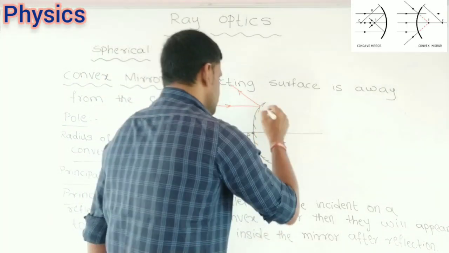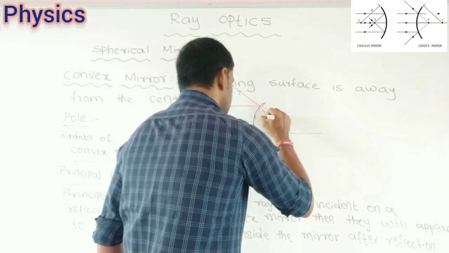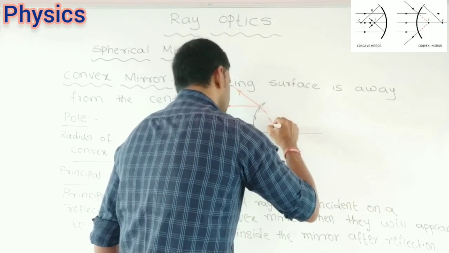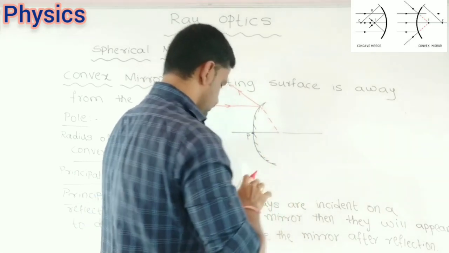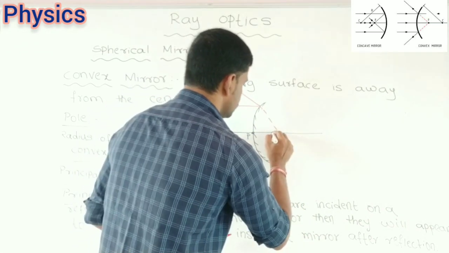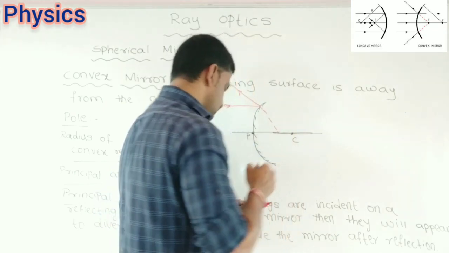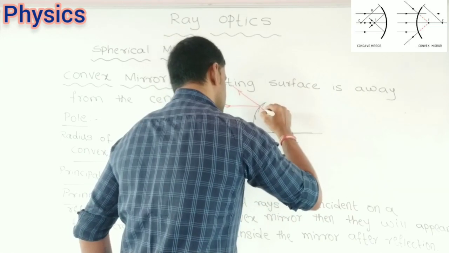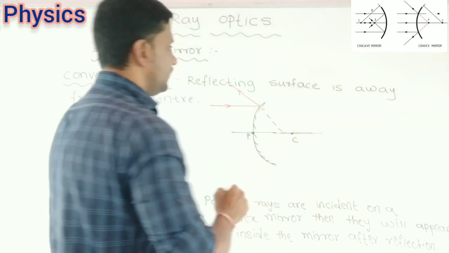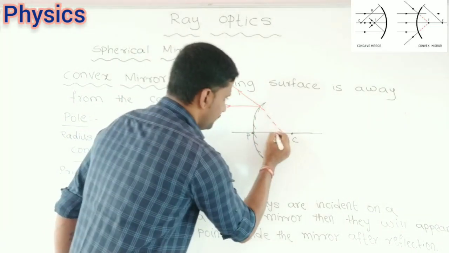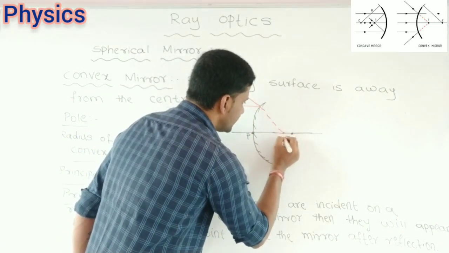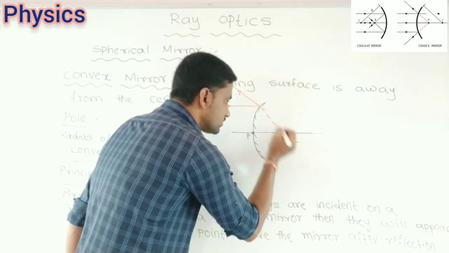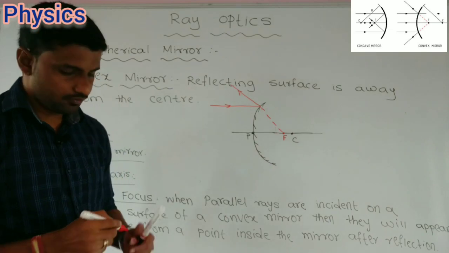That means, suppose I extend this incident ray of light. Take this as the center, and I extend this reflected ray of light. If I extend this line, it appears to diverge from some point inside the mirror, that is, inside the convex mirror, and that point is called the focus of the convex mirror.